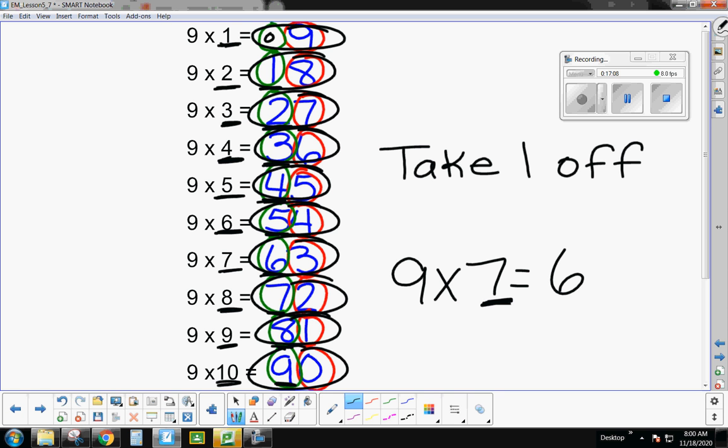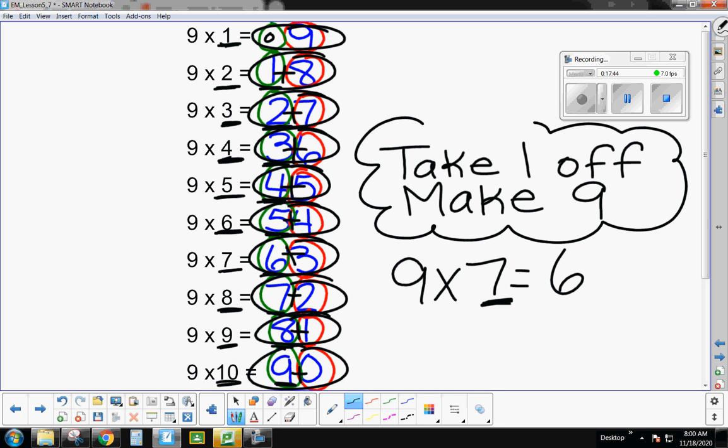Did you notice that they equal 9? 0 plus 9 is 9. 1 plus 8 is 9. 2 plus 7 is 9. 3 plus 6 is 9. 4 plus 5 is 9. 5 plus 4 is 9. 6 plus 3 is 9. 7 plus 2 is 9. 8 plus 1 is 9. And 9 plus 0 is 9. So I call that make 9.